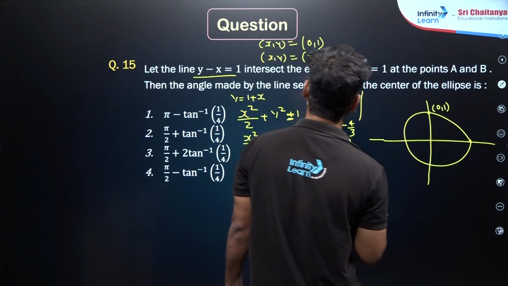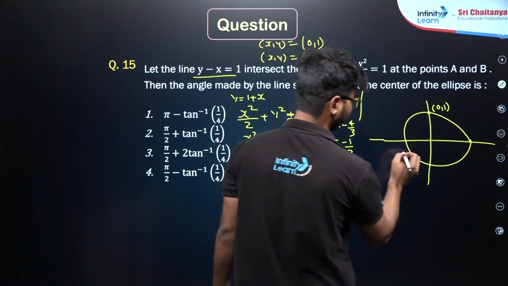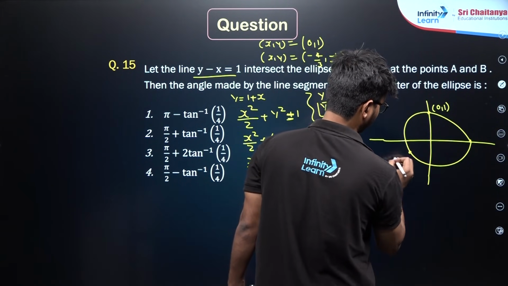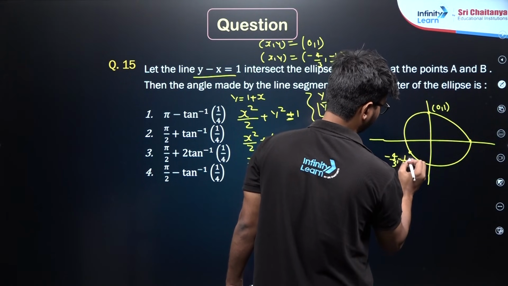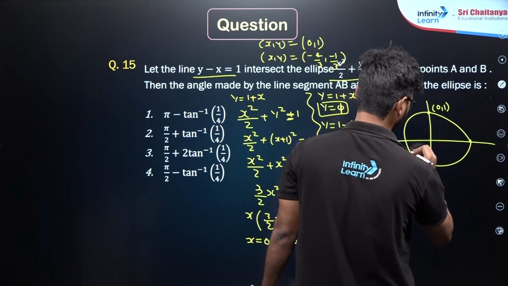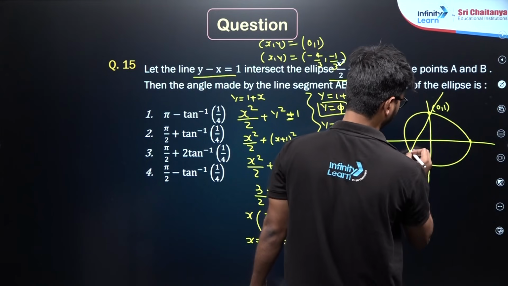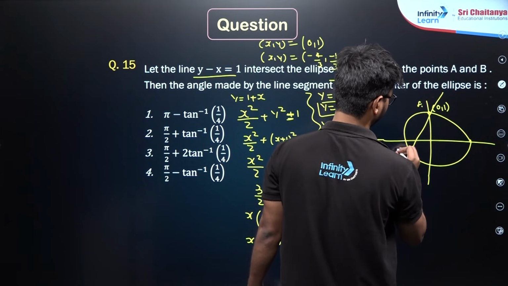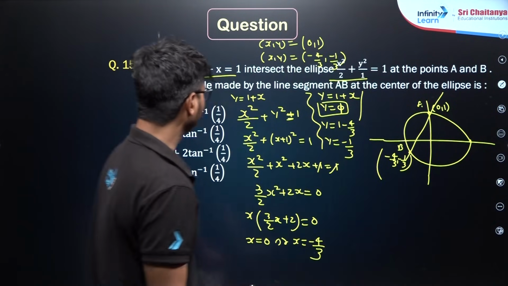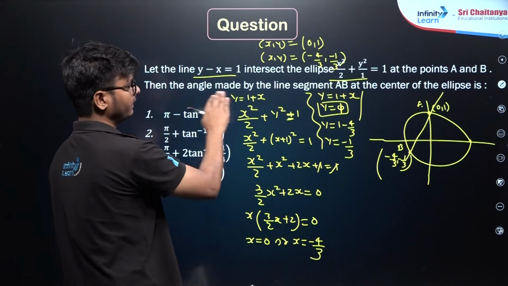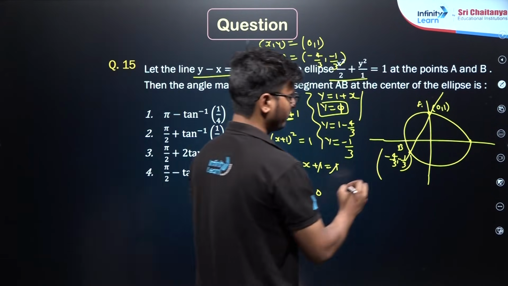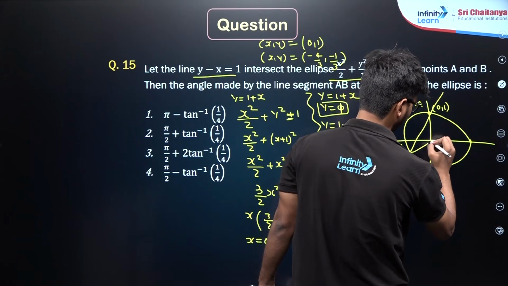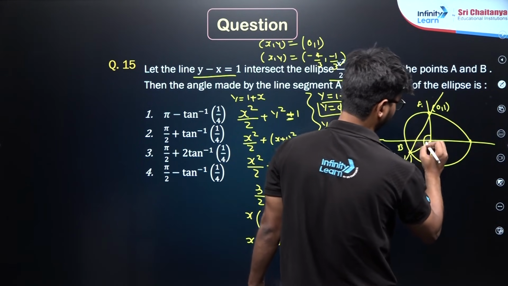Correct. And minus 4 by 3, minus 1 by 3 lie in the third quadrant. So it will be minus of 4 by 3, minus of 1 by 3. Means my line looks like this. Let me give this A and this B. In the question they ask the angle made by the line segment AB at the center of the ellipse. So I have to find this angle, this complete angle.